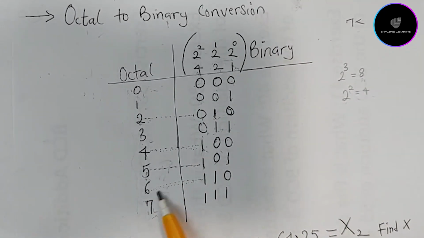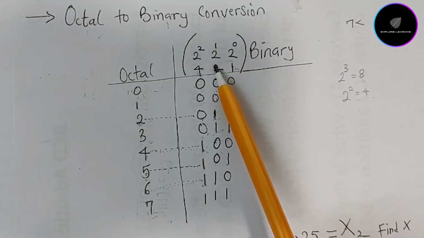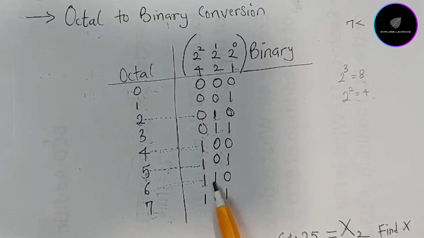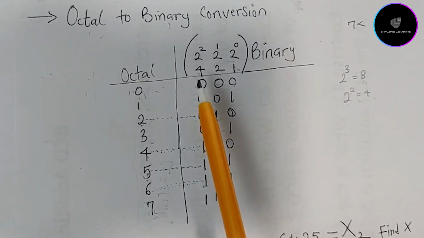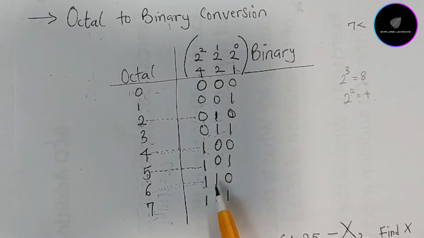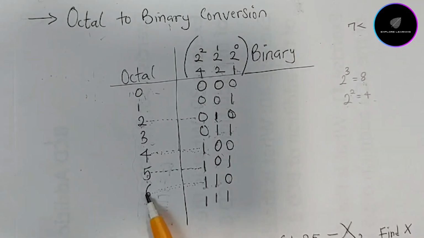Now for the case of 6, it means 4 needs to turn on, which is true. 2 needs to turn on, which is true. And then 1 needs to turn off, which is 0. So if you sum them up together, 4 plus 2, it's going to give us 6.